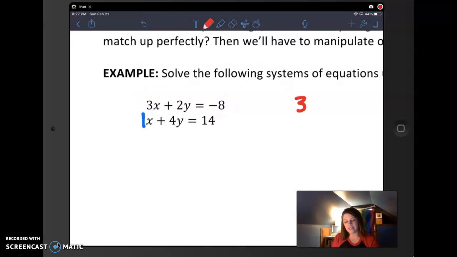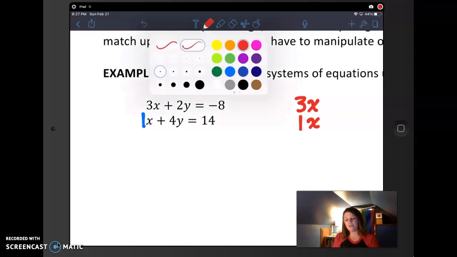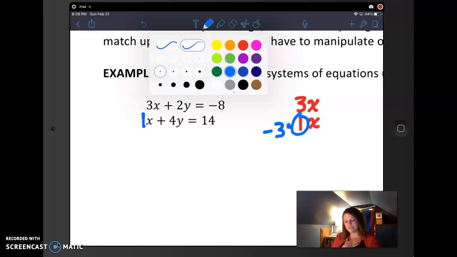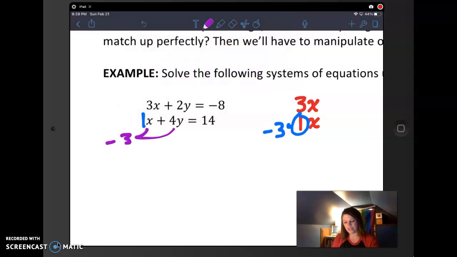So taking a look at these x's, we have 3x and 1x. What could I multiply this by in order to make it negative 3? Well, that's the lovely thing about having a 1 as a coefficient, as the number in front of the variable in any of these things. So whenever you see that you have a naked variable or a 1x or a 1y, you want to focus in on that one and try to make it cancel out. So let me show you what I'm going to do. I'm going to multiply this second equation by negative 3.